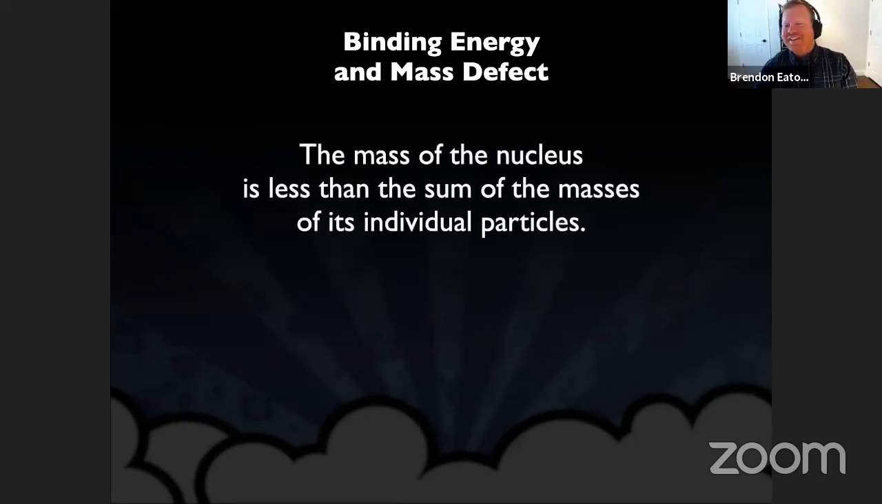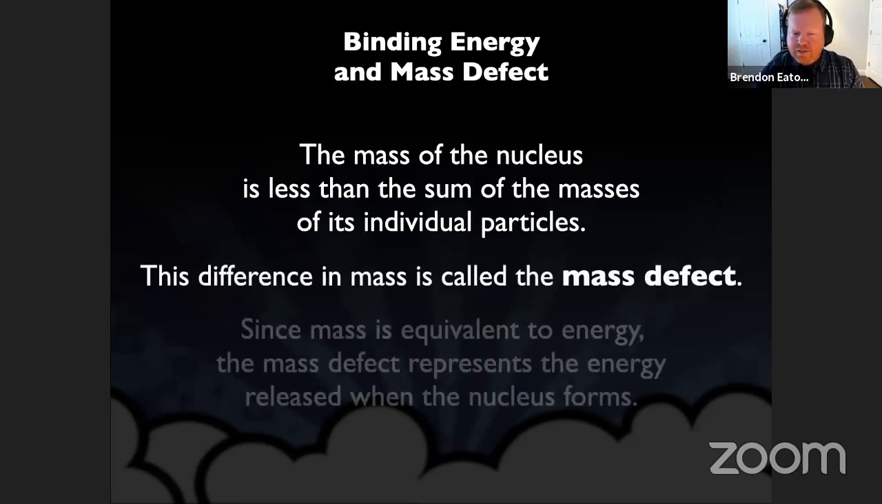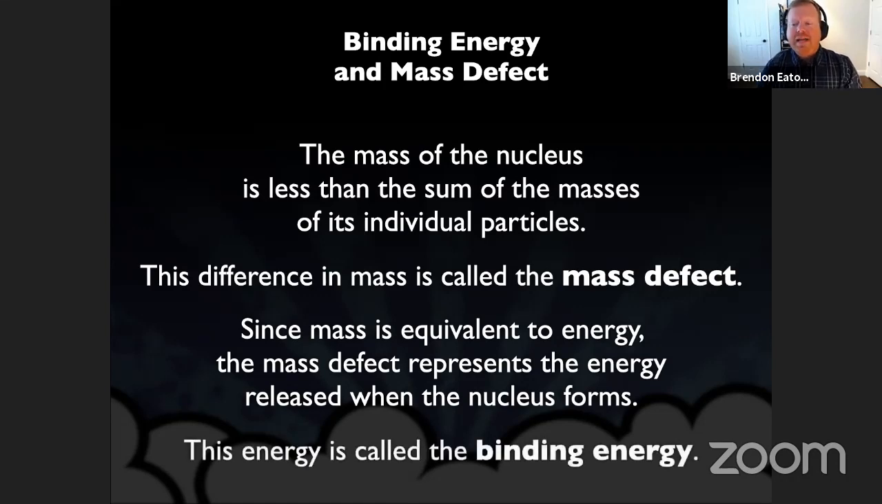So the mass of the nucleus is less than the sum of the masses of its individual particles, meaning that if you take those little particles out of the nucleus and we're able to take the mass of them individually, they have more mass than when they're combined and stuck together. And the difference in that mass is called the mass defect. And since mass is equivalent to energy, the mass defect is actually the energy released when a nucleus forms. This energy is called the binding energy.